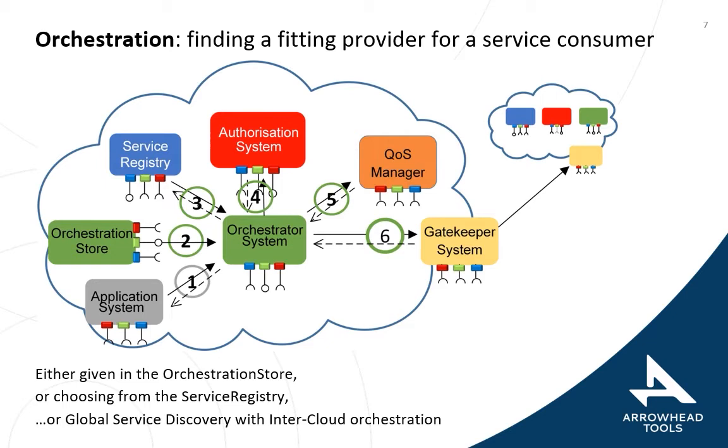Or the orchestrator can reach out to an external trusted other local cloud through the gatekeeper or other clouds and look for service providers in there, in procedures called global service discovery or intercloud negotiations.